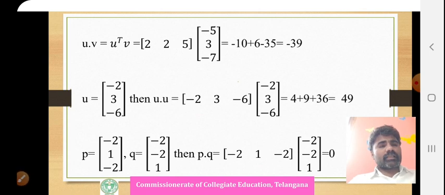In the algebra of vectors, if u dot v equals 0, then u and v are perpendicular. Here, as p dot q equals 0, p and q are perpendicular vectors, or orthogonal vectors, perpendicular to each other. This is the inner product of two vectors. In this case we can say that they are perpendicular. That we will discuss later.